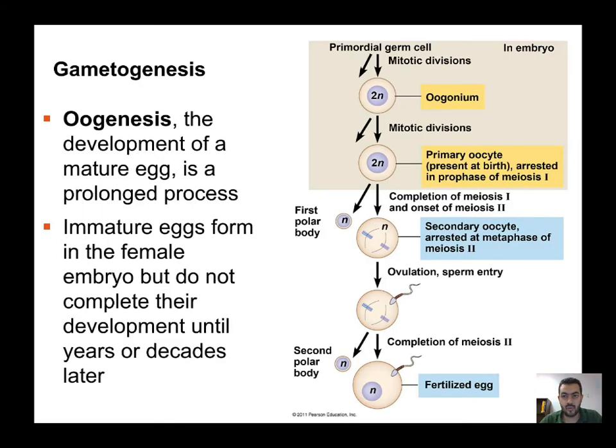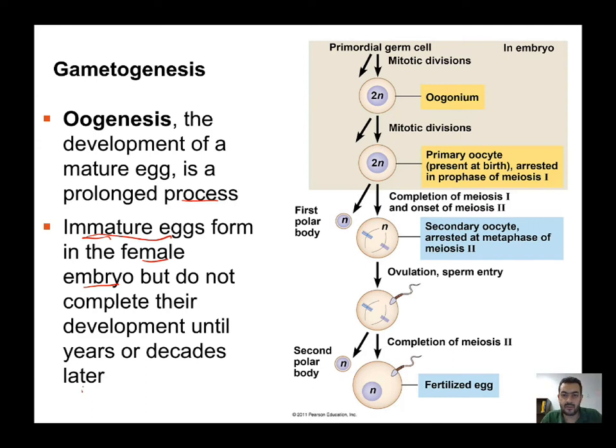So once we move on to oogenesis, which is the second type of gametogenesis. So oogenesis is the development of a mature egg, and this is a prolonged process. So it starts with the formation of immature eggs. These form in the female during the embryonic stage, but remember, they are immature. They don't complete their development until years or decades later.